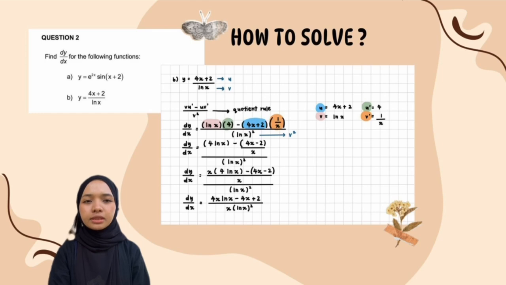u' is the differentiation of 4x + 2, which is equal to 4, and v' is the differentiation of ln x, which is equal to 1 over x. After we substitute each value, we can calculate and get the answer: dy/dx equals (4x ln x minus (4x + 2)) over x (ln x) squared.